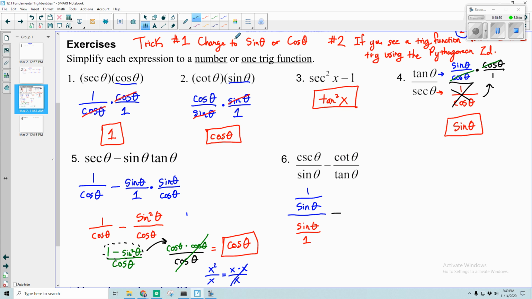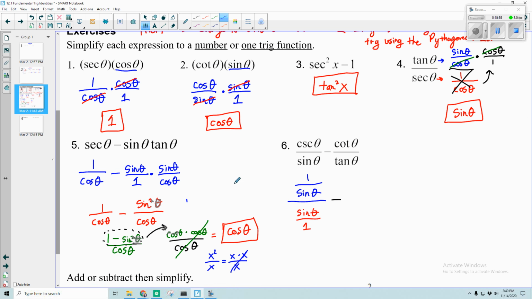And then the next fraction, I have cotangent. So cotangent is going to change to cosine divided by sine. And then tangent would change to sine divided by cosine. All right, so now I've done this. Everything's in terms of sine or cosine. What do I do next? How do I continue to simplify this? Okay, so kind of just like this last problem up here, I'm going to multiply by the reciprocals of each of the fractions separately.